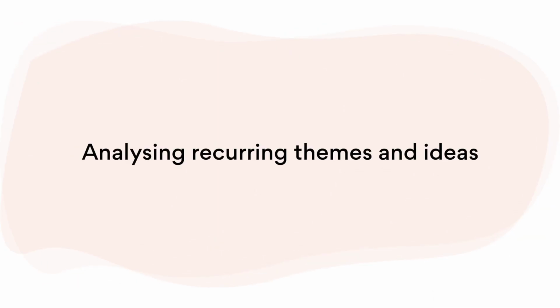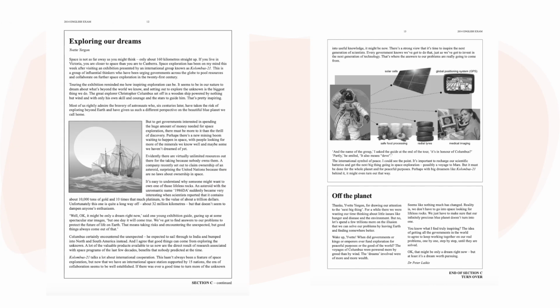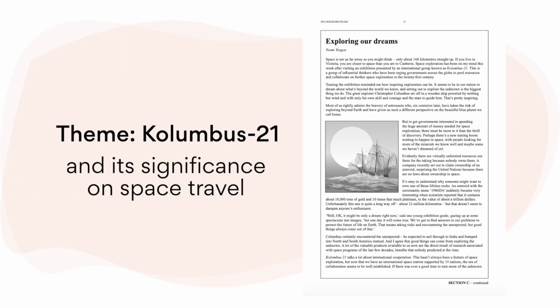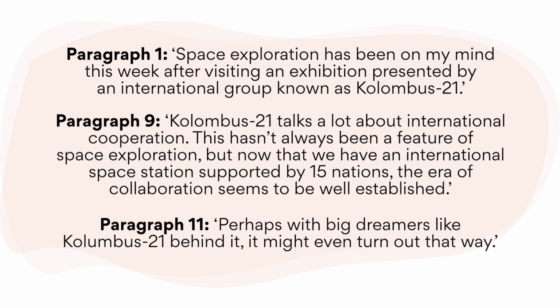Analyzing recurring themes and ideas throughout a piece is a fantastic way to show the examiner that you've understood the piece as a whole and that you can step back and notice similarities between smaller sections. Let's take a closer look at Section C of the 2014 VCE English exam. The author emphasizes the theme of Columbus 21 and its significance on space travel, which is an example of a recurring idea or theme.